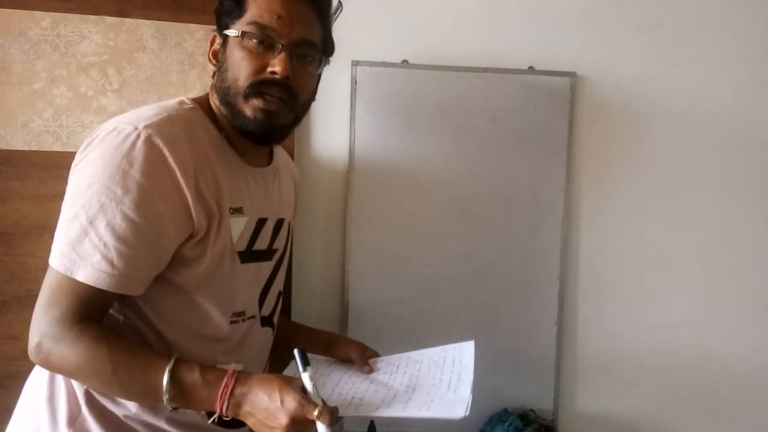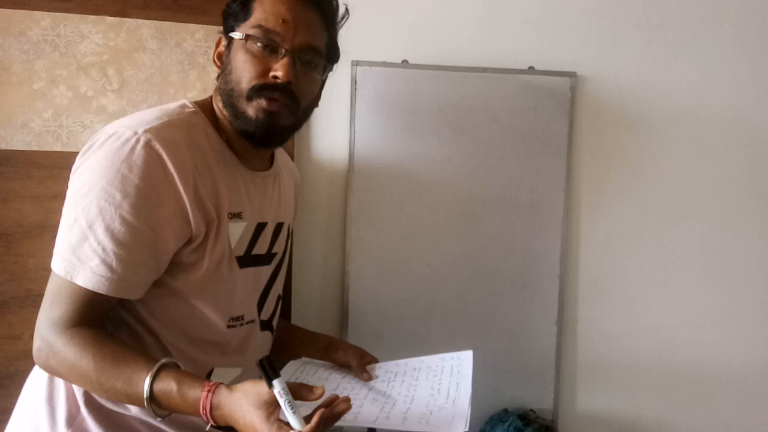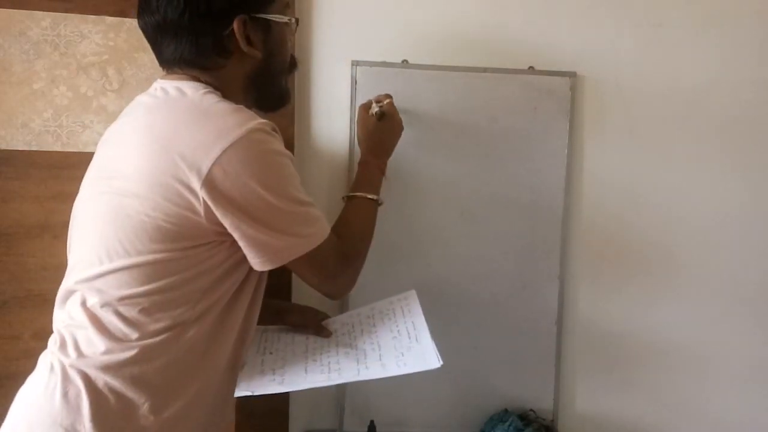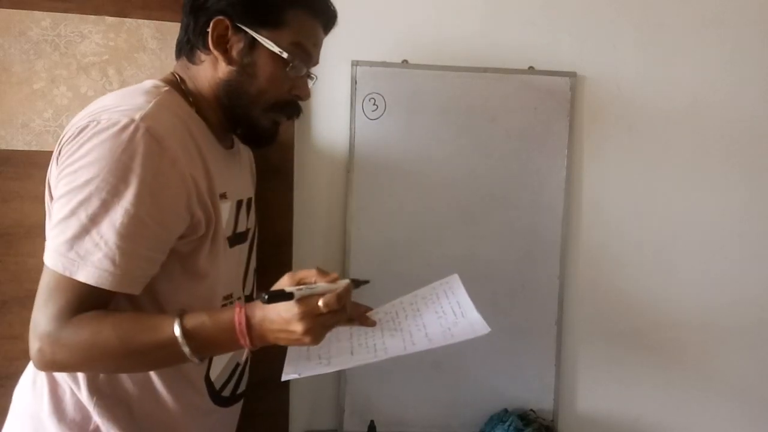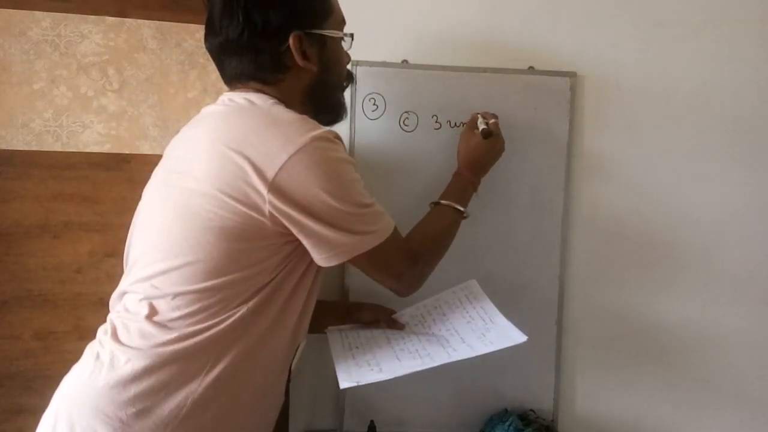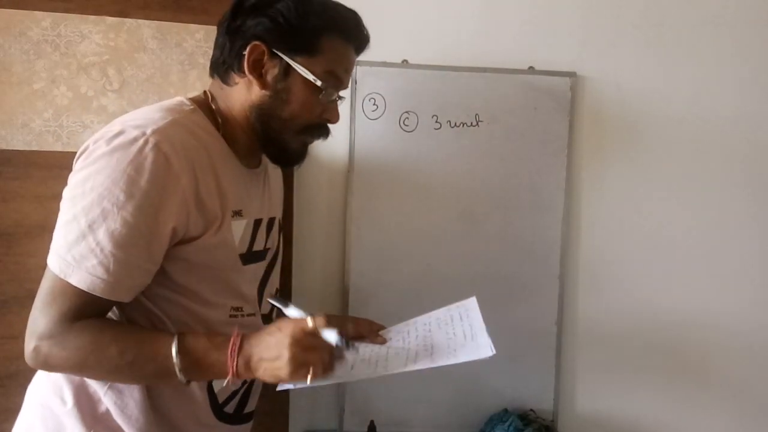Suppose the x coordinate here is given as -3. At that time also you will write the distance as 3 units, because distance cannot be negative. So your answer for question number 3 is option C, it is 3 units. They have said from the y-axis, so you will see the x coordinate.